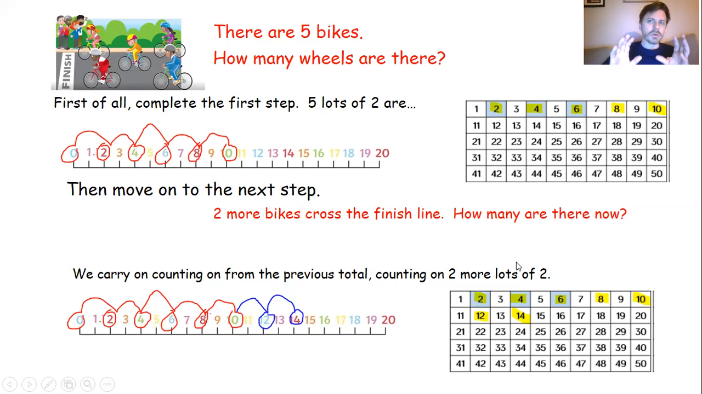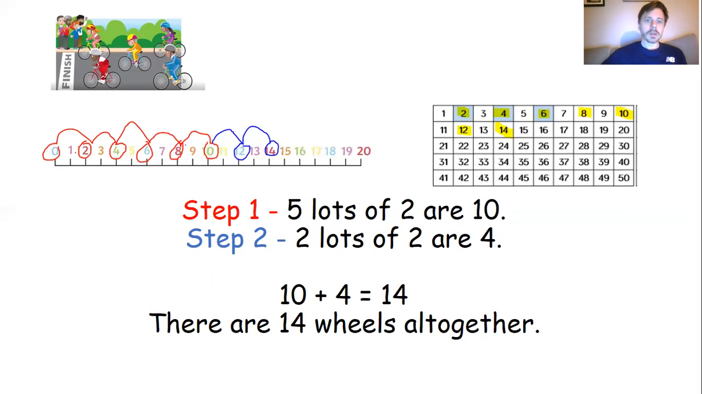Okay, so that's all a 2-step word problem is. It's taking your time, completing the first step, and then going on to the second one. That's what we're going to be doing here. Step 1, 5 lots of 2 are 10. Step 2, 2 lots of 2 were 4. You could combine these. 10 add 4 equals 14, just to help you there if you want to.